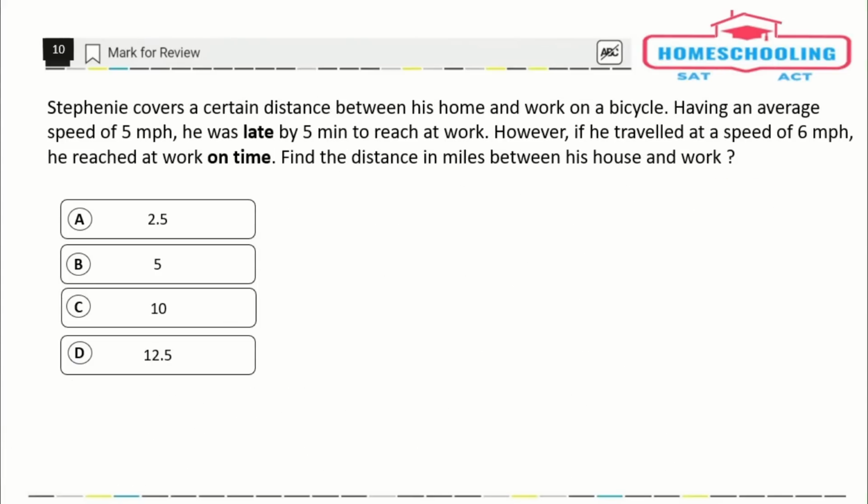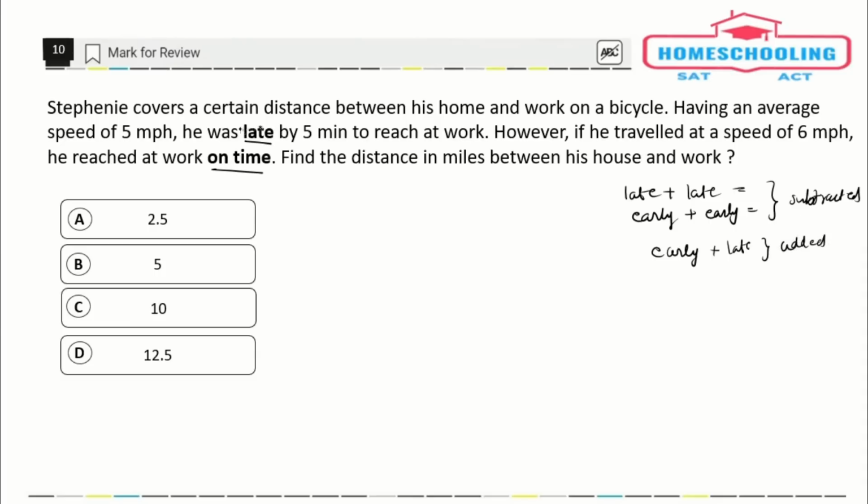So it is a similar type of problem, but here, as we can see, one is late and one is on time. So as we know, late plus late is what? Subtract. Late plus late, and early plus early, both the times get subtracted. And if one is early and one is late, then both the times get added. So here one is late and one is on time.